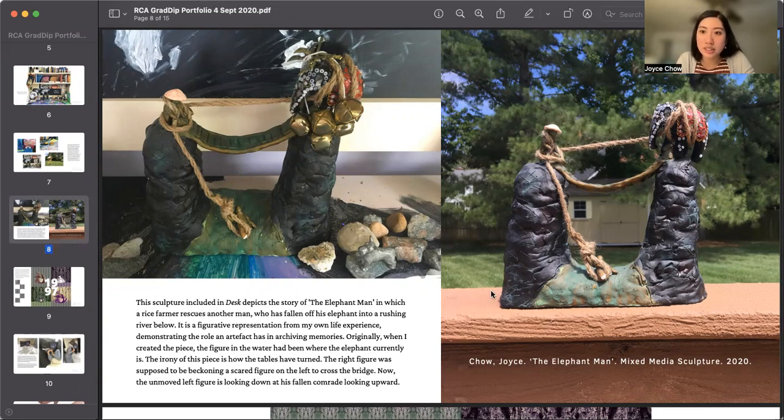So you can see that there's a little figurine at the bottom in the water that originally his feet weren't broken off like that, but they got broken off. And I kind of like how that looks. And then another figurine at the top, which is called the Elephant Man, who is trying to help the figure that has fallen into the river.